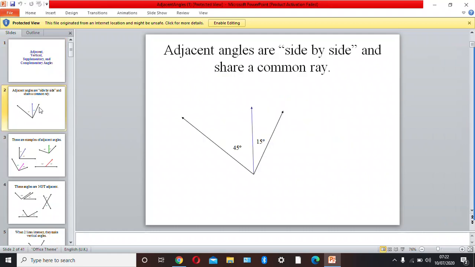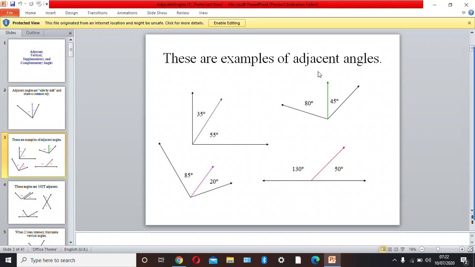Adjacent angles are side-by-side angles, that is, angles that stay side by side, and they share a common ray. Look at it, they share a common ray, so they are side by side. See, 45 degrees here is side by side with 15 degrees. So these are examples of adjacent angles.